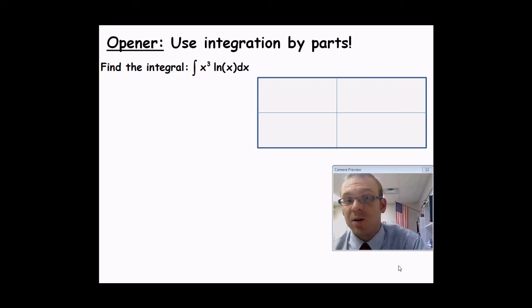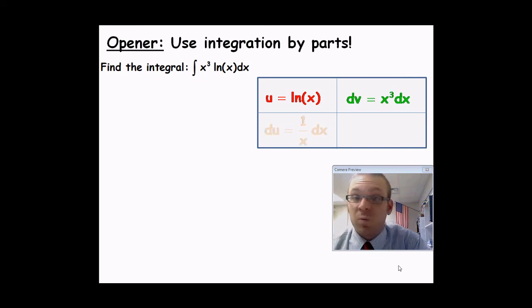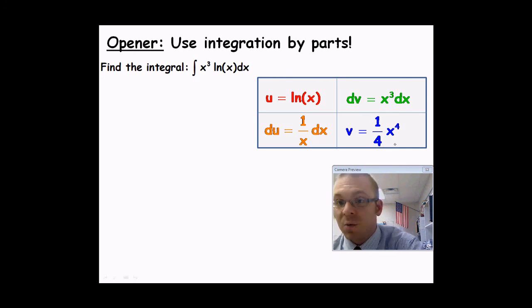That's the natural choice because making u equal x cubed is nice since it's easy to take the derivative of x cubed, but then we'd have to take the integral of natural log of x, and it's not pretty. So we're going to switch it around from what you might have tried, and we're going to say u equals the natural log of x, and dv equals x cubed dx. At that point you're going to have to say your du is 1 over x dx, and your v is the integral of x cubed dx, which is, of course, 1/4 x to the 4th.